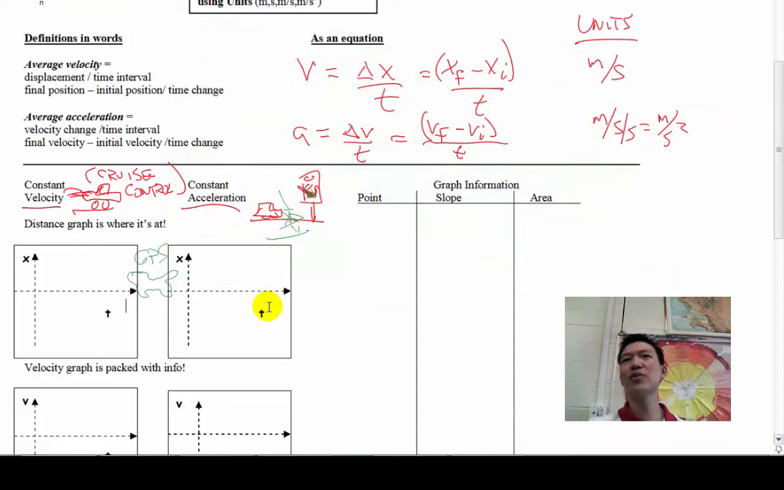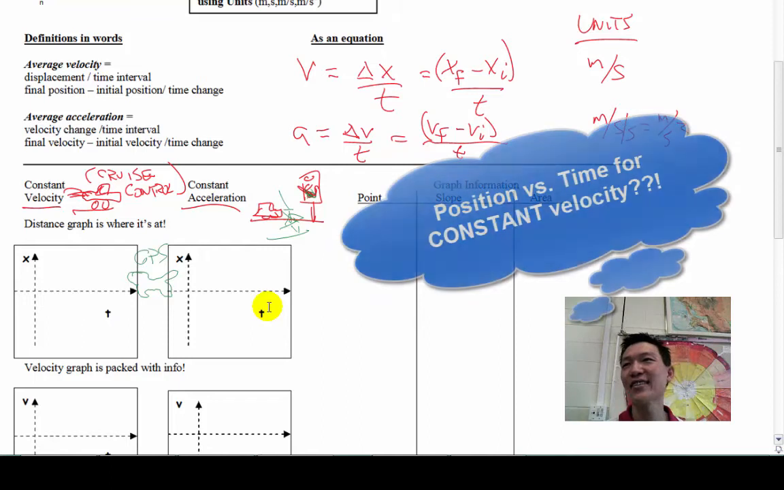How about this? Can you picture this? What would a position versus time graph look like for an object moving at a constant speed? We kind of gave you a little sneaky peek there, yeah? It's going to look like what?